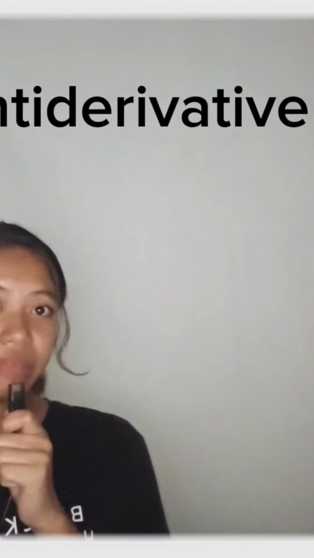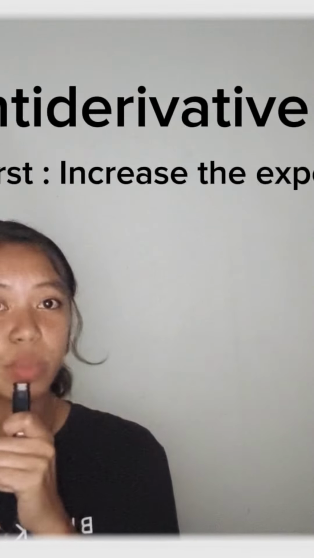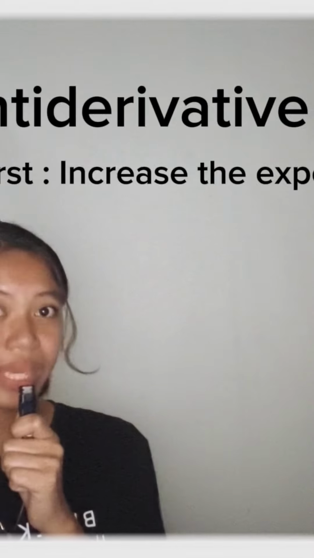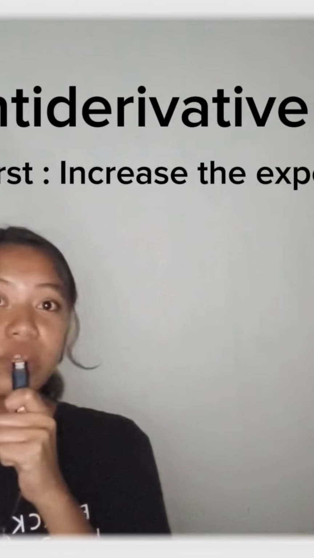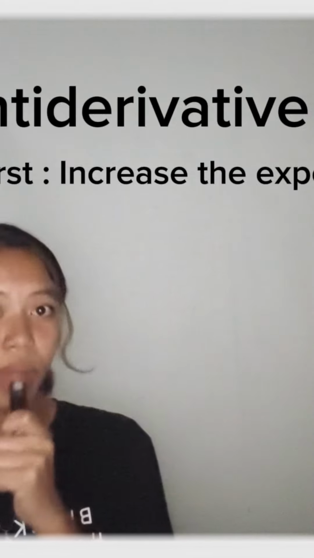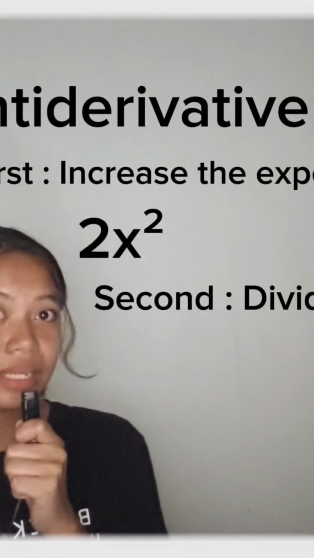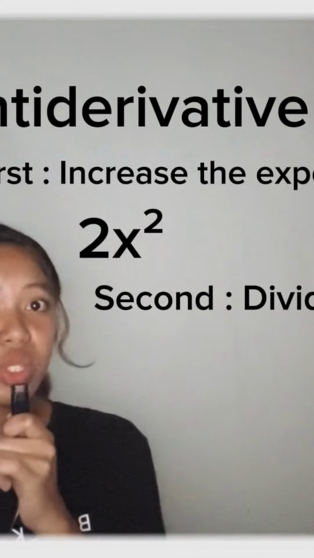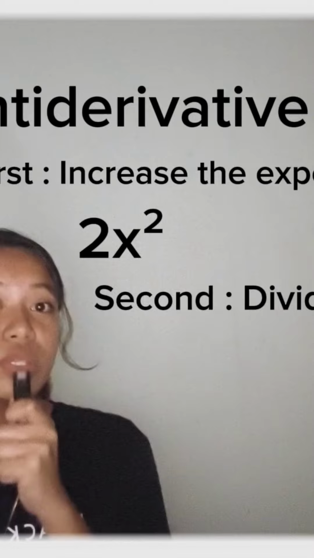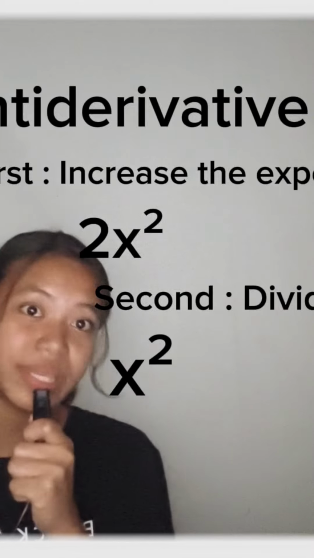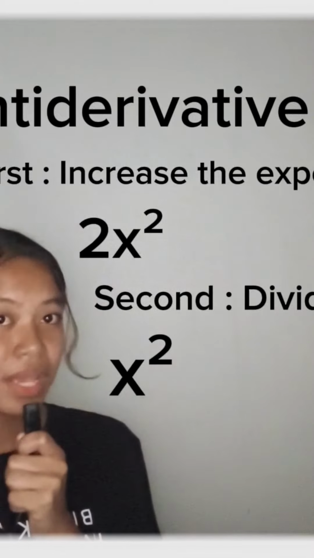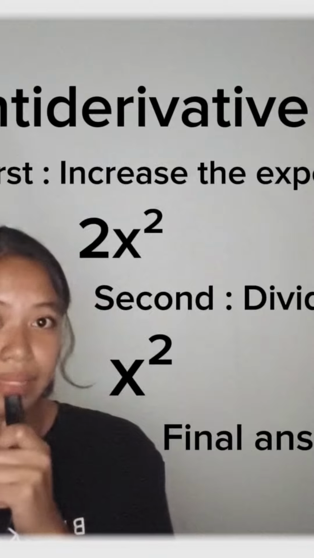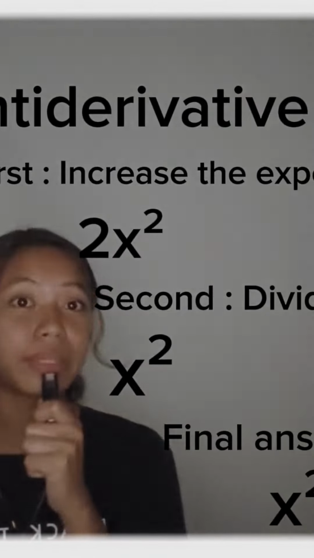For example, let's find the antiderivative of 2x. First, we increase the exponent by 1, or we add 1 to the exponent, which makes 2x into 2x squared. Second, we divide 2x squared by the new exponent, which is 2. So 2x squared divided by 2 equals x squared. So the antiderivative of 2x is x squared plus c.